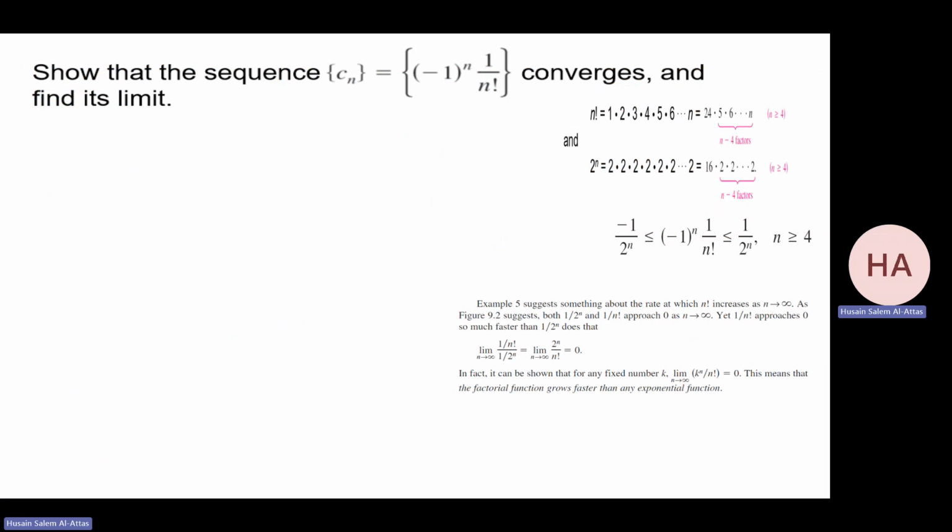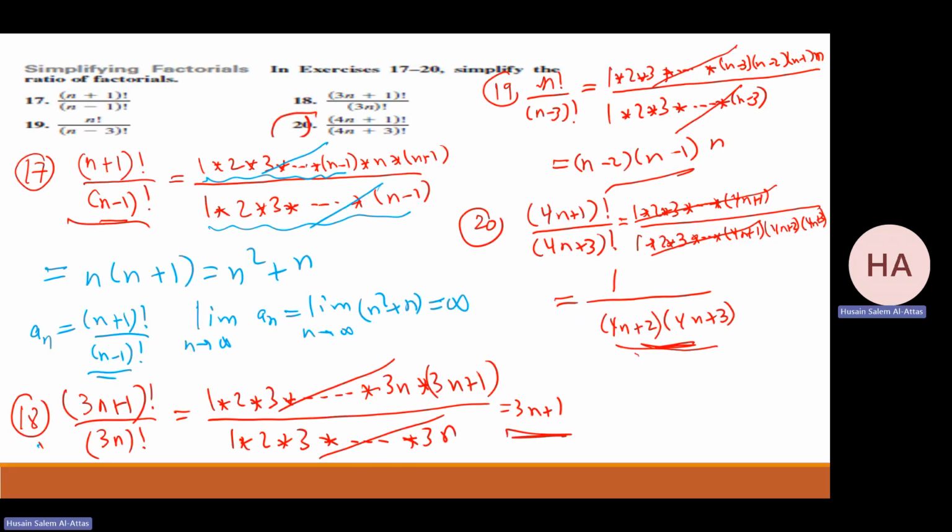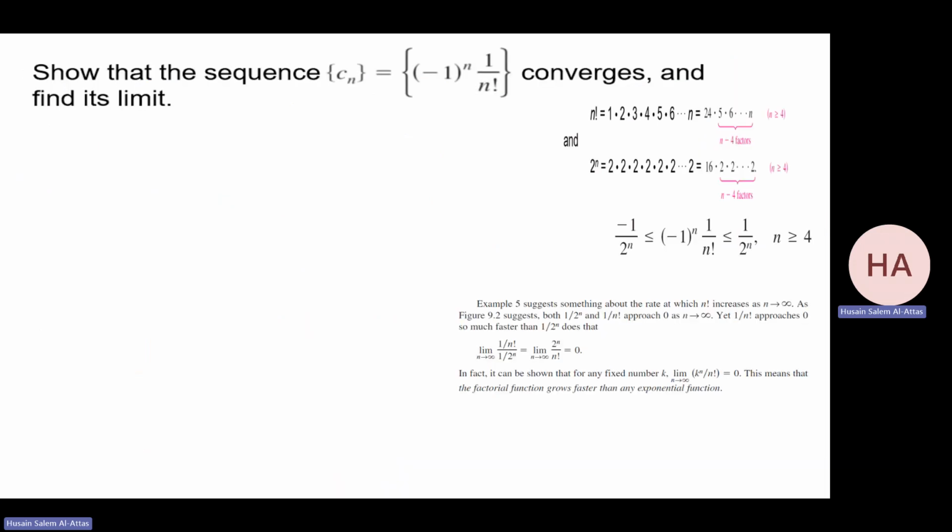Now, when the sequence has a factorial, you can simplify it, write it in a way where there is no factorial at all, so you can discuss the convergence. But if the factorial is still there, you cannot use L'Hopital's rule. You cannot find the derivative of the factorial, so you cannot use these things. However, sometimes they're easy.